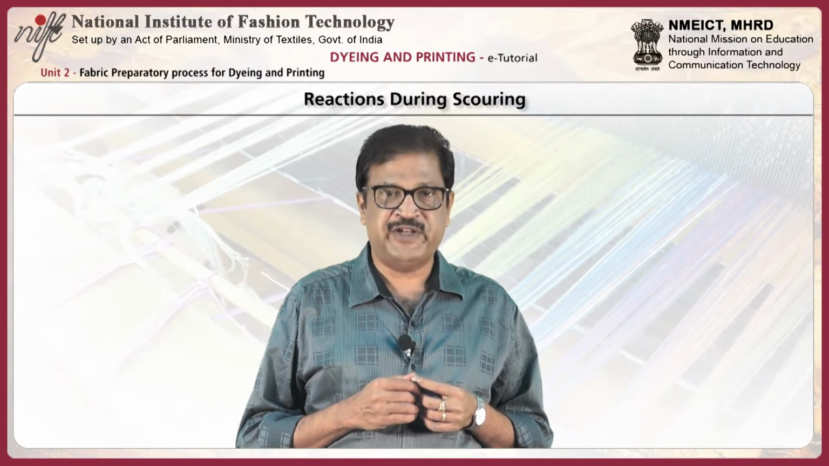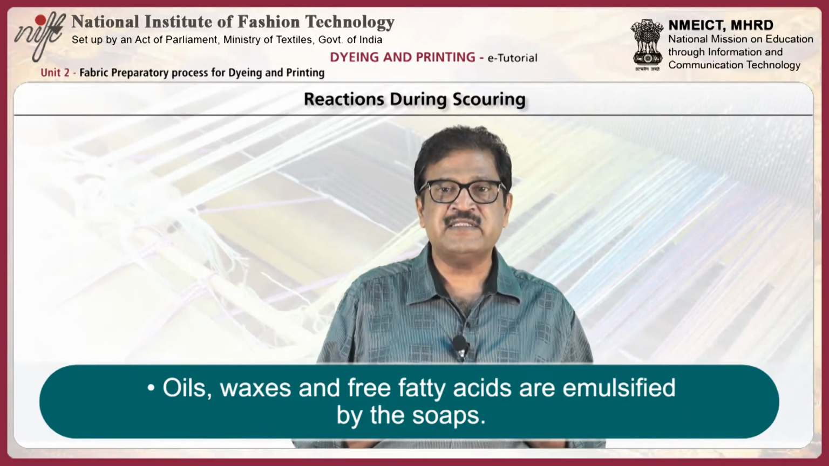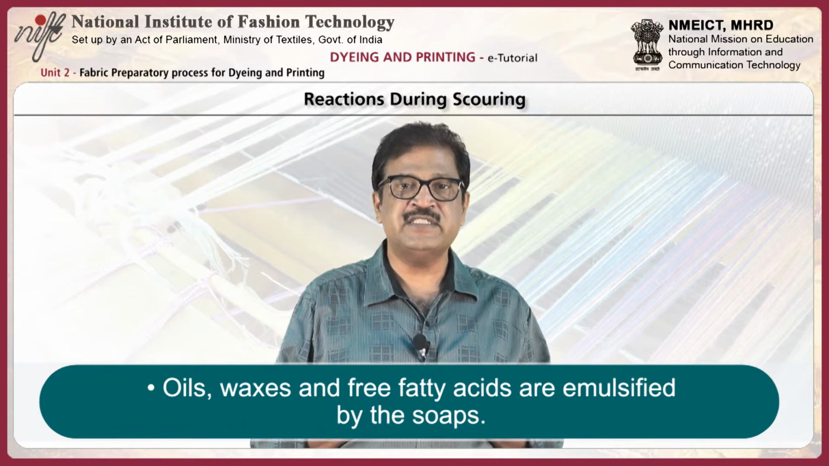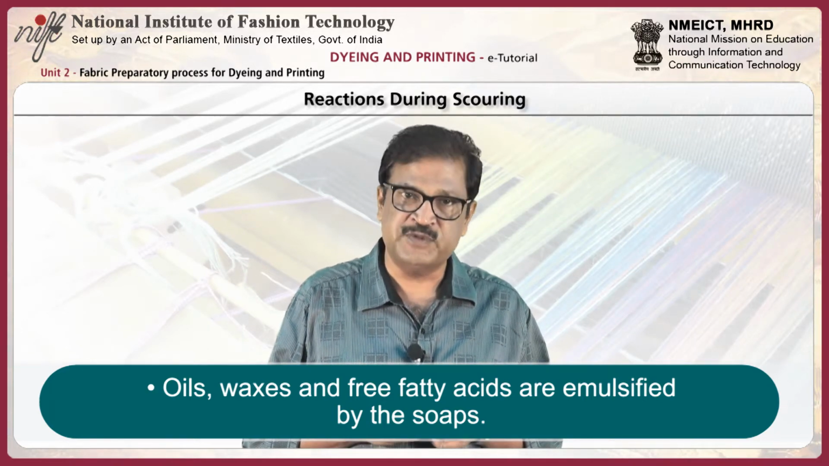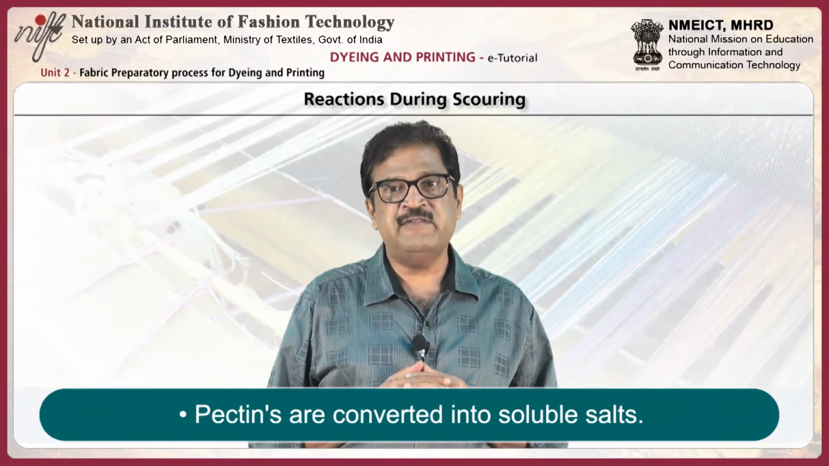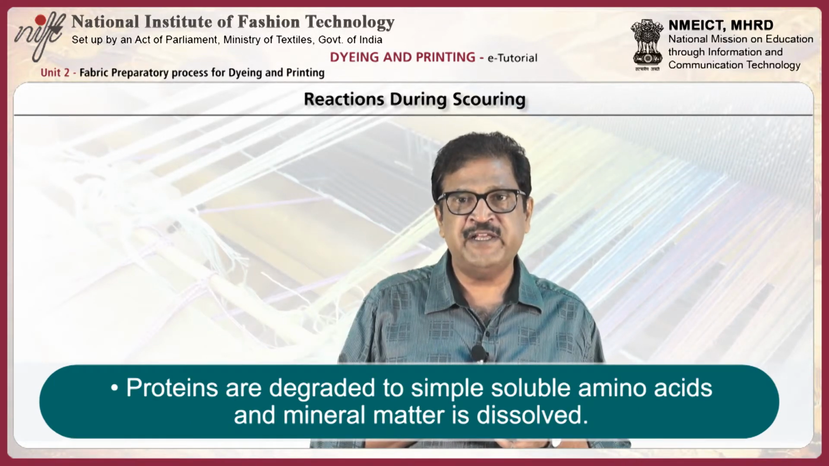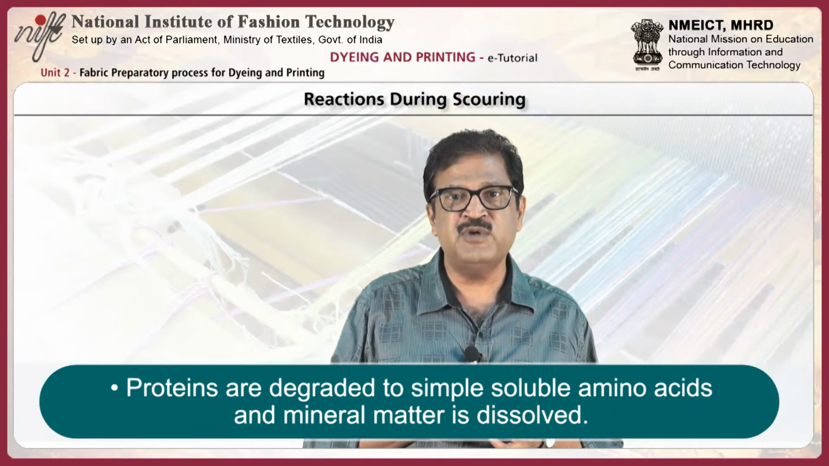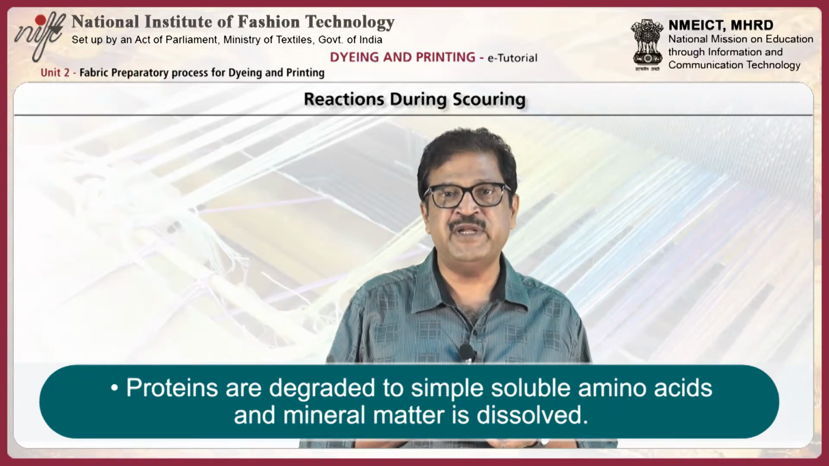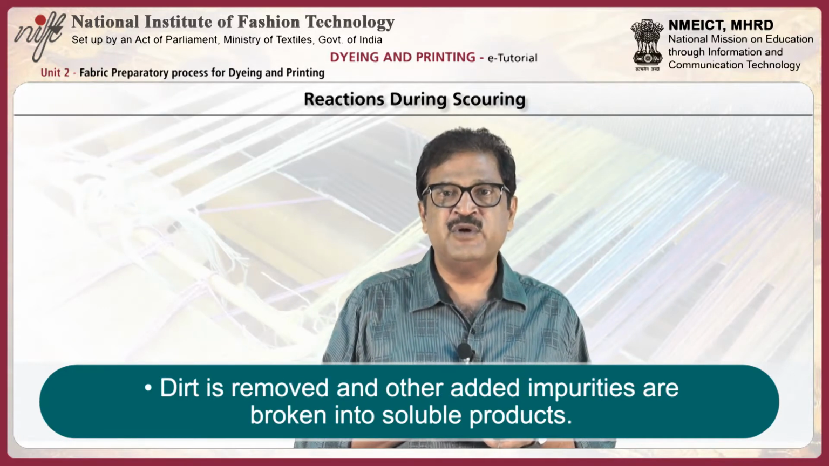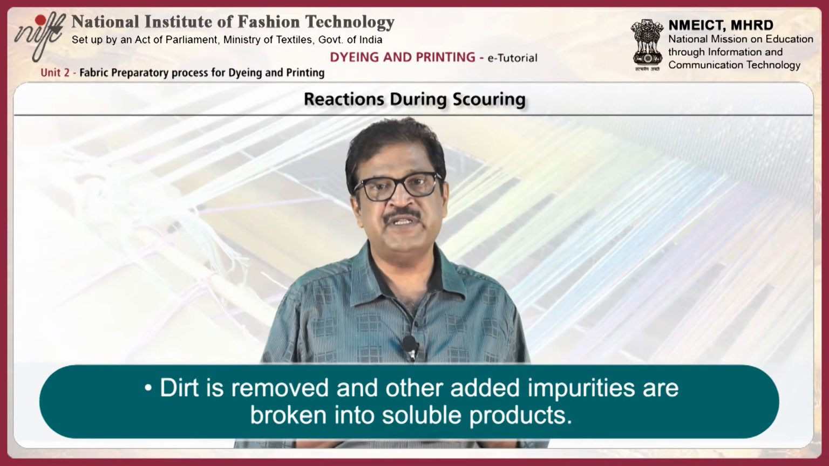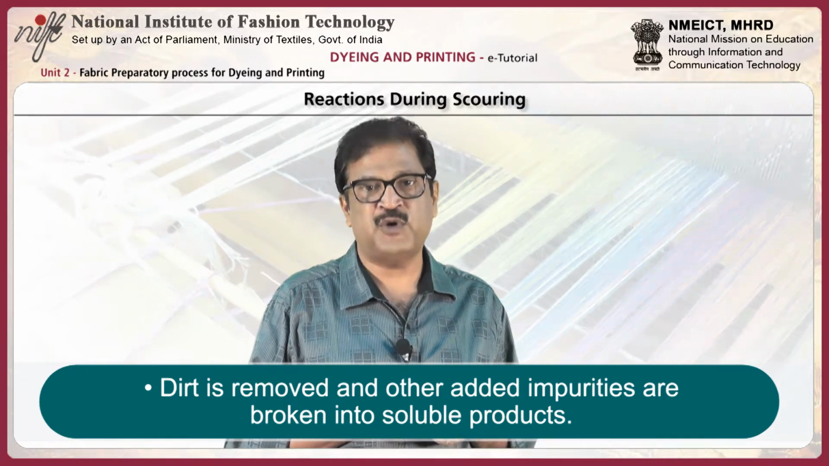Reactions during scouring. Oils, waxes and free fatty acids are emulsified by the soaps. Pectins are converted into soluble salts. Proteins are degraded into simple soluble amino acids and mineral matters that can be dissolved. Dirt is removed and other added impurities are broken into soluble products.